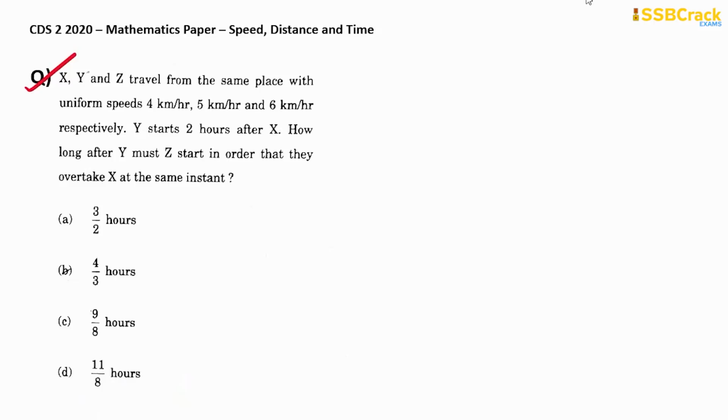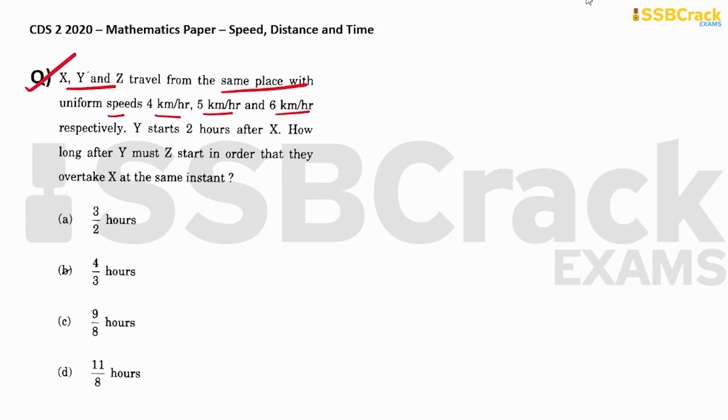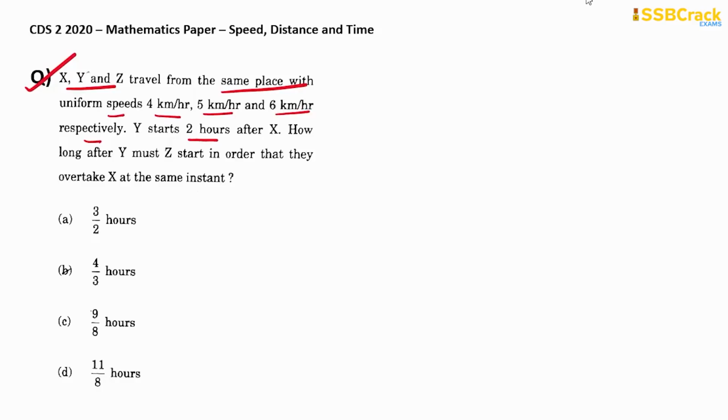Now coming upon to the next question, and it states that x, y and z travel from the same place with uniform speeds 4 kilometers per hour, 5 kilometers per hour and 6 kilometers per hour respectively. And y starts 2 hours after x. How long after y must z start in order that they overtake x at the same instant?